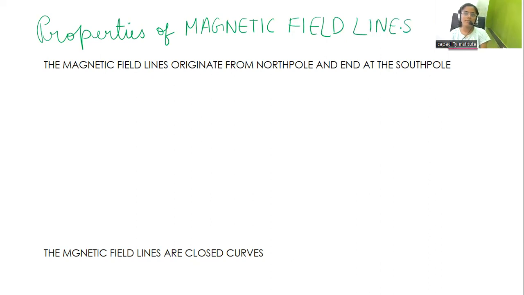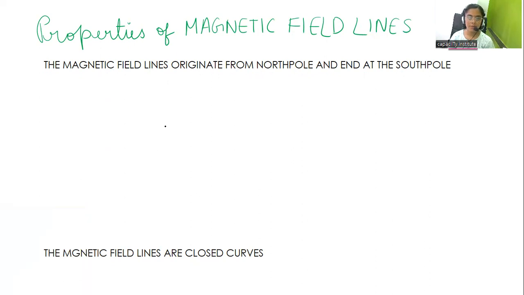These are the properties of the magnetic field lines. The magnetic field lines originate from the North Pole and end at the South Pole. What does this mean?